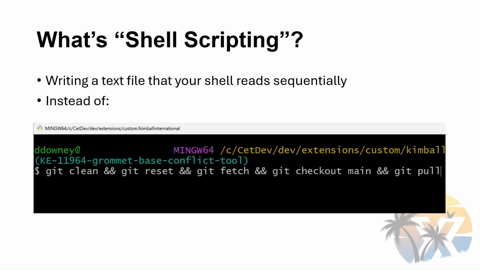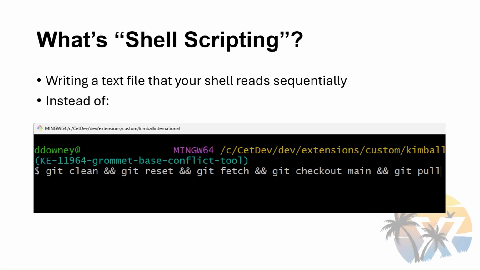Well, before I get to that, what's shell scripting? So the shell is the thing that reads the commands and controls the computer. Shell scripting is, instead of writing out a series of commands into that terminal window, so here we have 5 different git commands in a row. Git clean, and then after cleaning, git reset. And then after git reset, git fetch. And then git checkout. And then git pull.